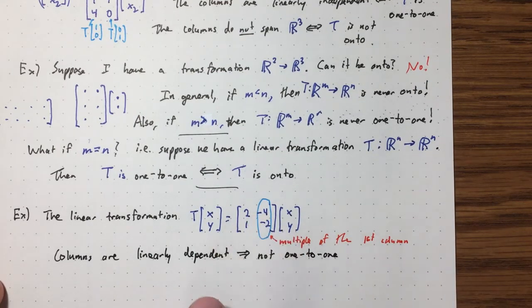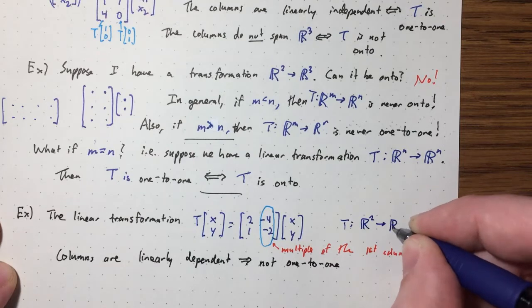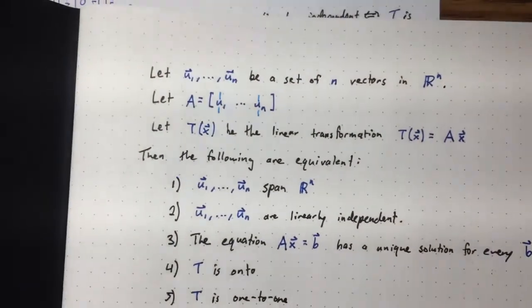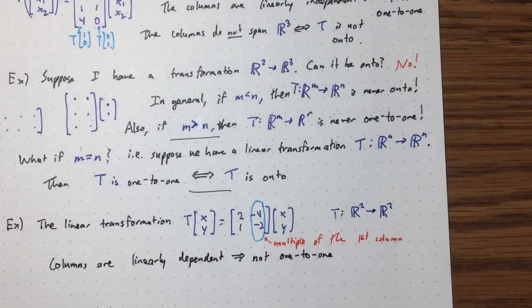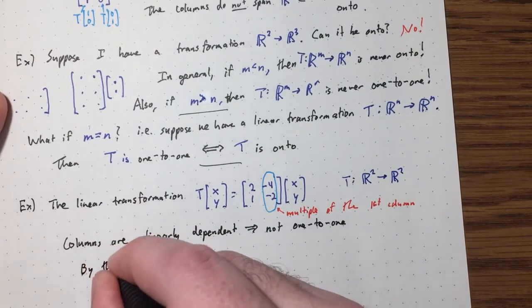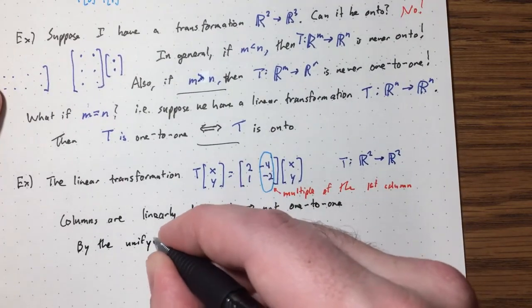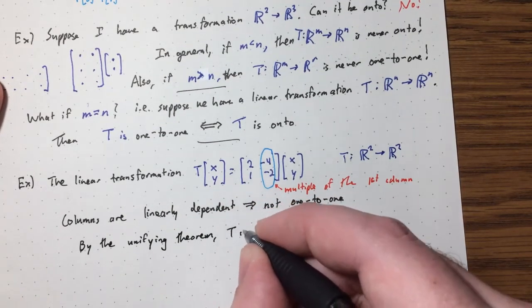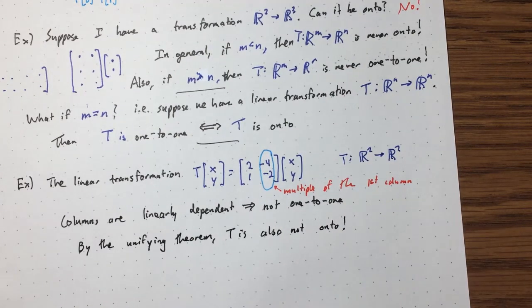But this is a 2 by 2 matrix, right? This is a transformation from R2 to R2. By the unifying theorem, if it's not 1 to 1, it's also not onto, right? Because what does it mean that the following are equivalent? It means they're either all true at the same time or they're all false at the same time. Okay, so by the unifying theorem, notice we didn't even have to check anything about span. We're just using the unifying theorem. T is also not onto, right? Okay, very cool.